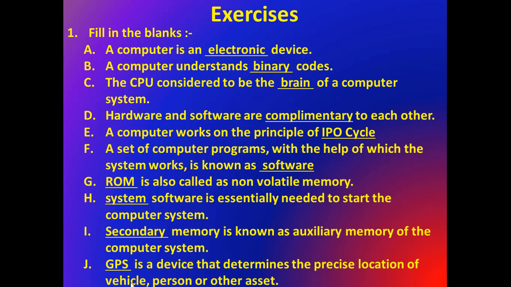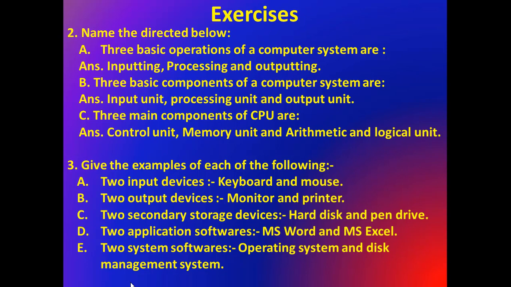These were the fill in the blanks. Next is name the following. Three basic operations of a computer system are inputting, processing, and outputting. Three basic components of a computer system: input unit, processing unit, and output unit. Three main components of CPU are control unit, memory unit, and arithmetic and logical unit. Give examples of each of the following: two input devices, keyboard and mouse; two output devices, monitor and printer; two secondary storage devices, hard disk and pen drive; two application software, MS Word and MS Excel; two system software, operating system and disk management system.